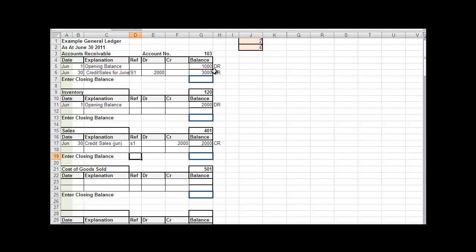Now we posted those to accounts 103 and 401. So now we go back to the sales journal and we enter 103, 401. That tells us we've posted $2,000 to account 103 and to account 401.